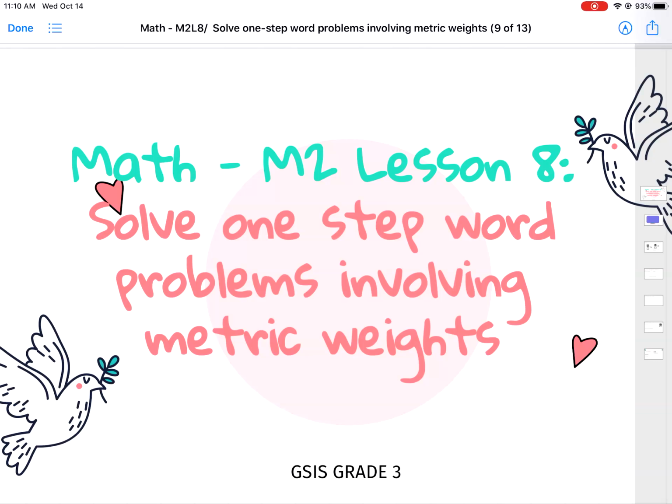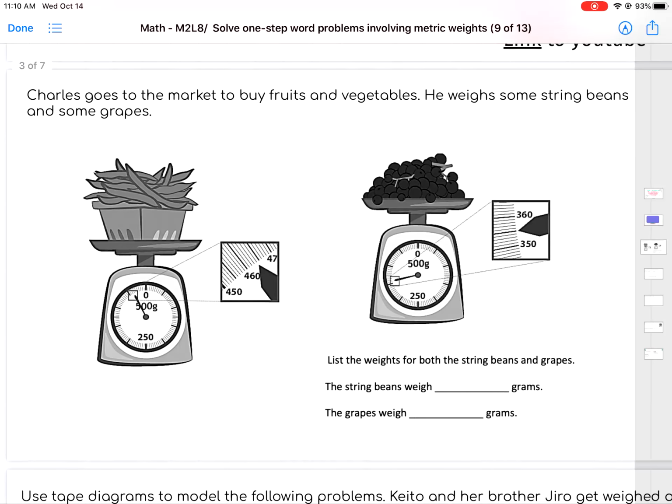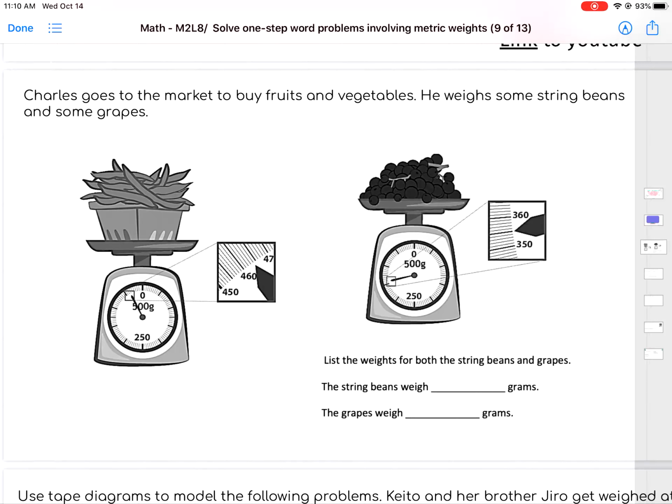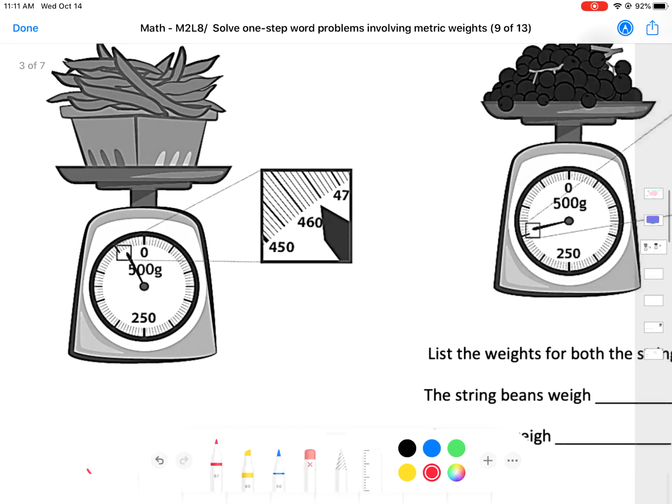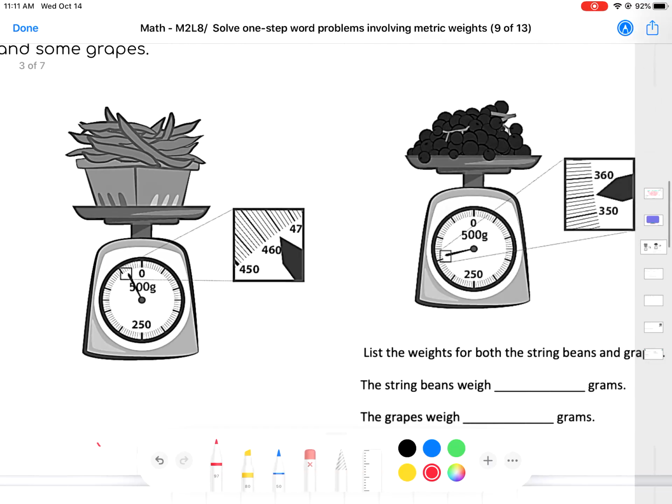In this lesson we're going to learn how to solve one-step word problems involving metric weights. So let's start with our first question. Here it says Charles goes to the market to buy fruits and vegetables. He weighs some string beans and some grapes. List the weights for both the string beans and grapes. So let's take a look at our scales.